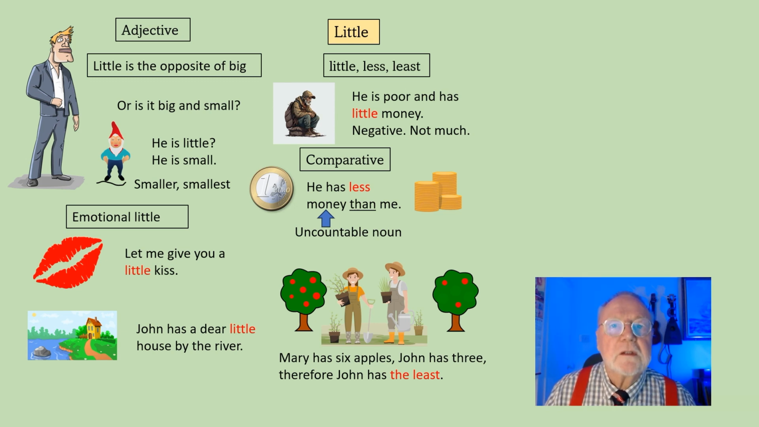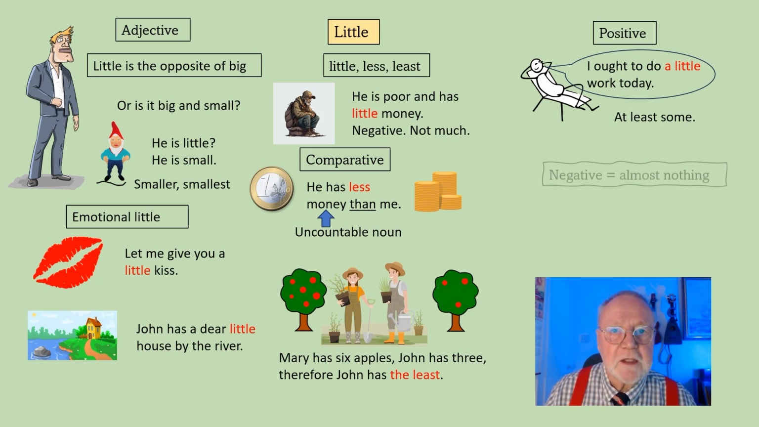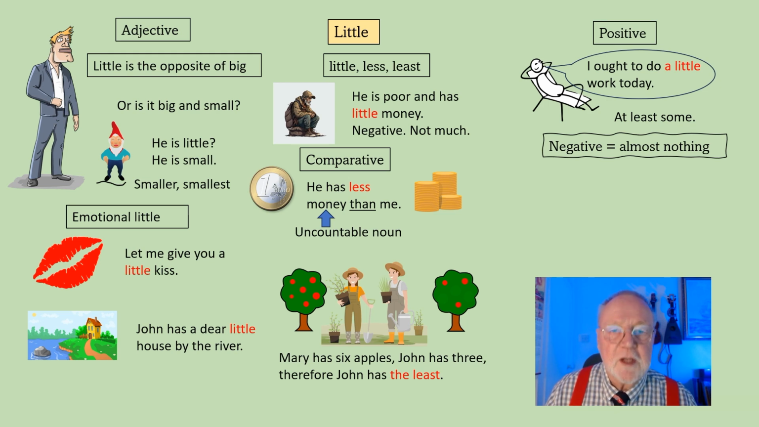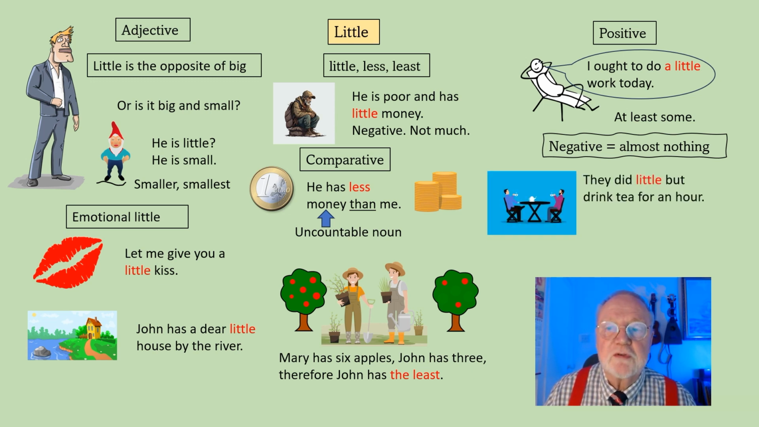If we want to use little in a positive way, then we use a little. I ought to do a little work today. This means I ought to do at least some work today. This is where you have to be very careful and know exactly what you mean, because without the indefinite article a, little can be negative and mean almost nothing. They did little but drink tea for an hour. Now let's express that in another way. They didn't do much for an hour, only drink tea. So little here has a negative meaning.